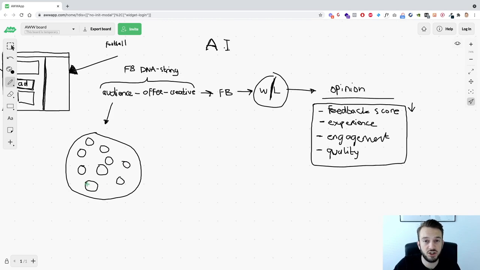Now, a percentage of those people are opting out. So let's say this person here, which we could once target because he was interested in football, we can no longer target because he's opted out.